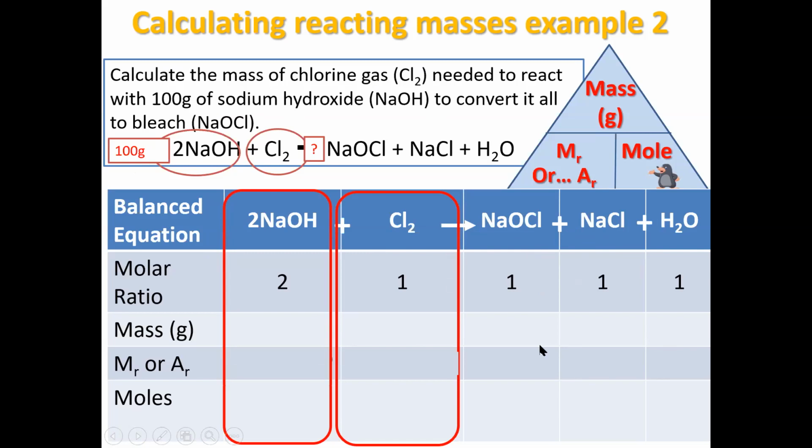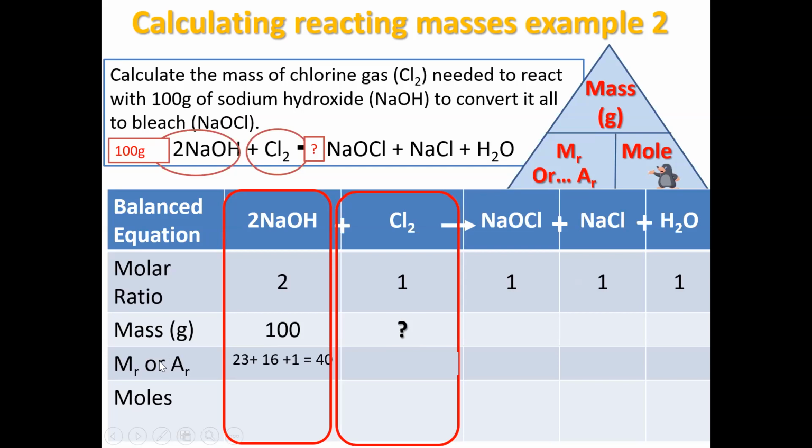So what information are we given? Well, we're told to calculate the mass of chlorine that's required to react with 100 grams of sodium hydroxide. So the next step would be to use the mass, Mr, moles triangle to fill in all of the gaps. So the next step would be to work out the Mr.